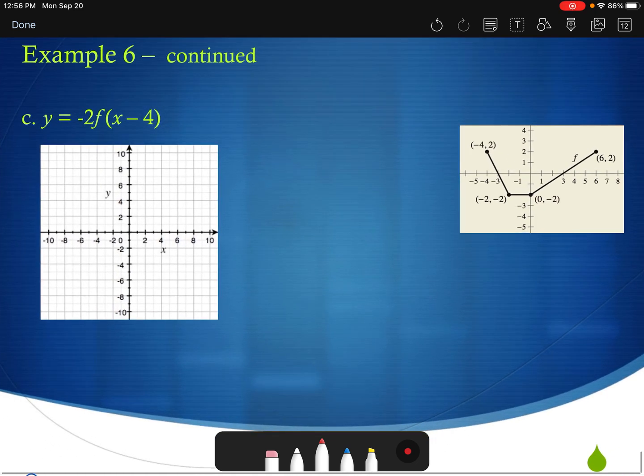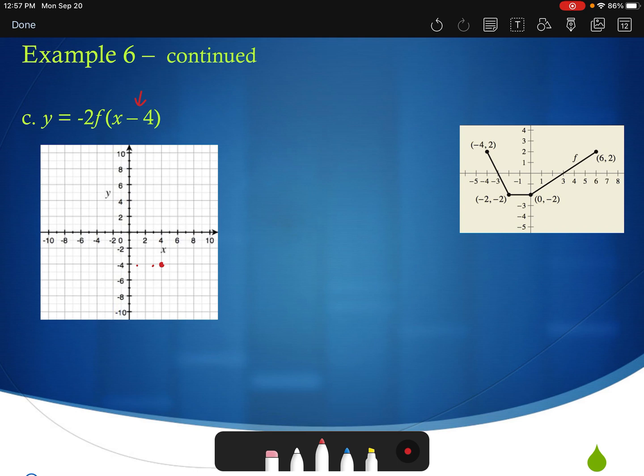Okay, same graph. A little more thinking involved in this one. Okay, so we know we're going to move it over 4, right? To the right 4. And then we have this negative 2. We're going to flip it, and we're going to have to vertically stretch it by a factor of 2. So if we vertically stretch that, let's see. We know that our point is 0, negative 2. Let's start with that one. And we're going to go right 4. 1, 2, 3, 4.